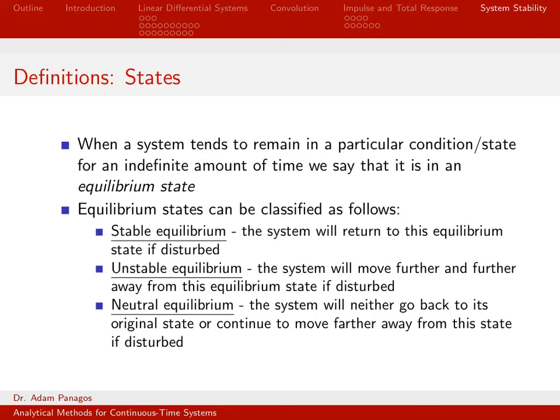So picture a sinusoid of amplitude 1 oscillating. You disturb the system briefly, and now the amplitude increases to 2, but it just keeps oscillating at 2. So in that case, it's not continuing to go further and further away, and it also hasn't gone back to where it was, a unit amplitude oscillation. So that's what we call a neutral equilibrium.